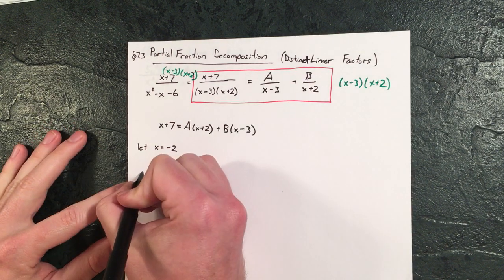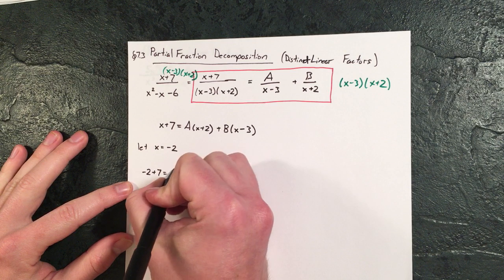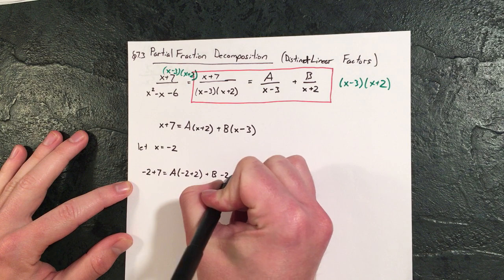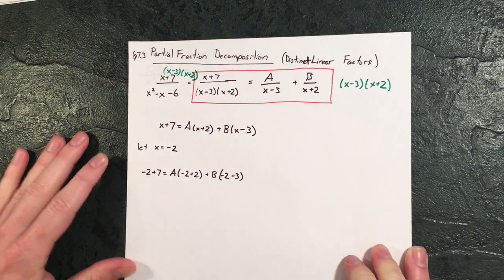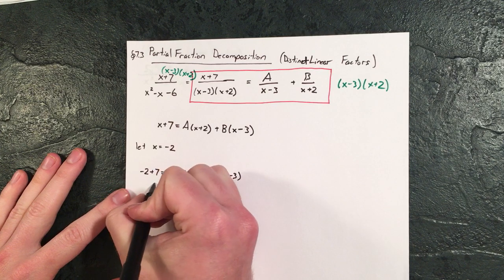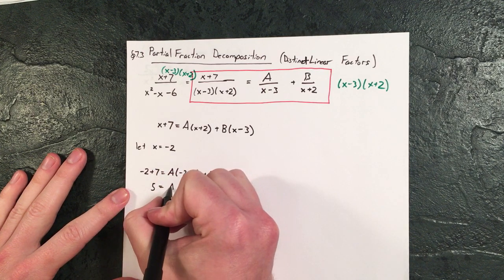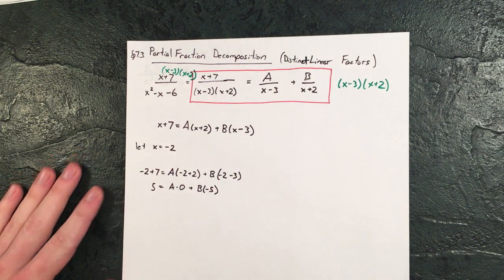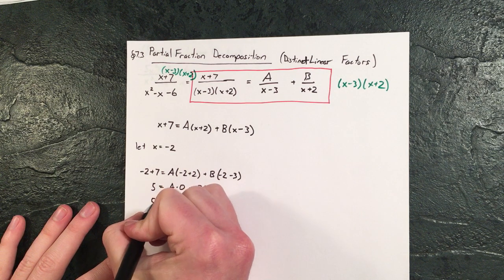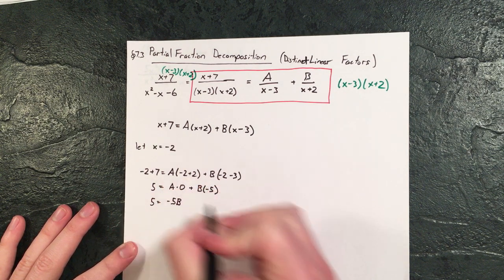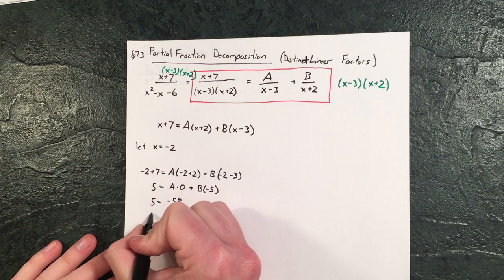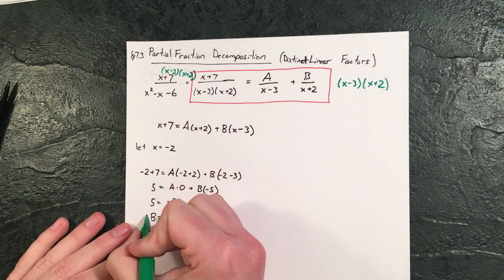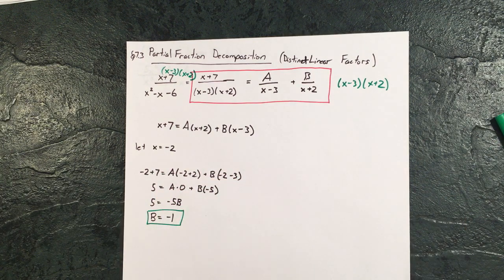If that's the case, we have negative 2 plus 7 equals a times negative 2 plus 2 plus b times negative 2 minus 3. So we have 5 equals a times 0 plus b times negative 5. So really all we're left with is 5 equals negative 5b, and b has to equal negative 1. That's good. But we also need to solve for that a term.